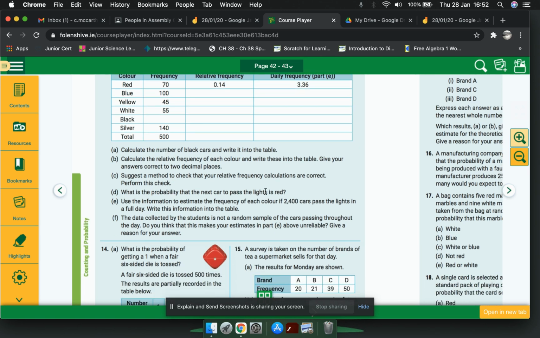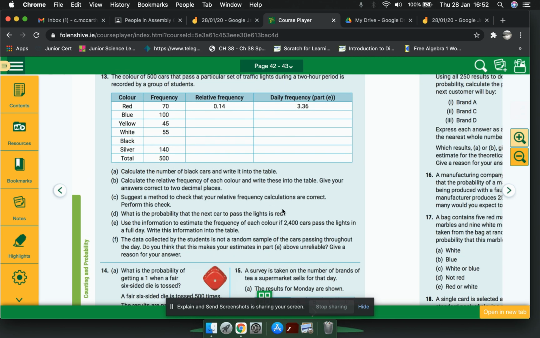What is the probability that the next car to pass the lights is red? So again, I'm going to let you figure that one out yourself. So in other words, talk about the 501st car. What is the probability that that car is going to be red?